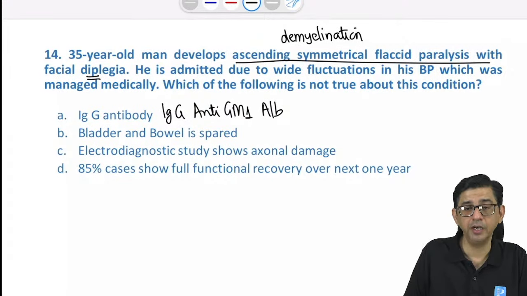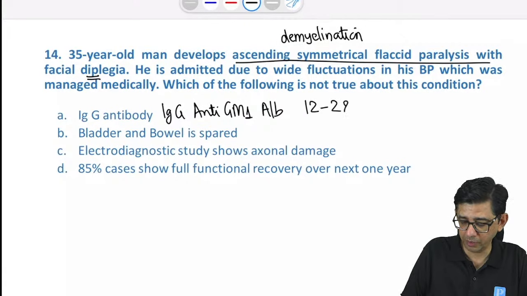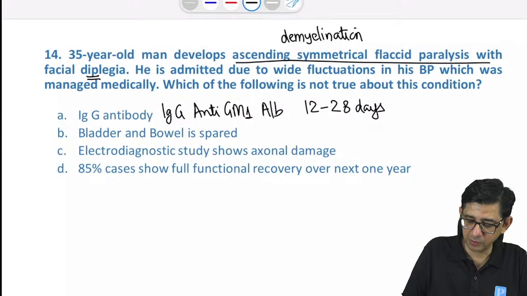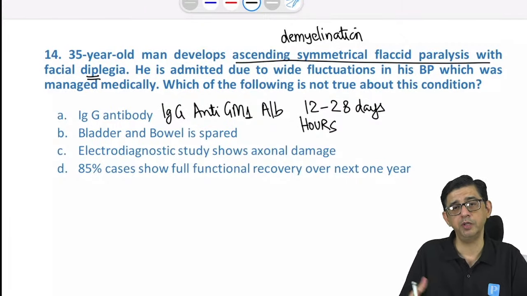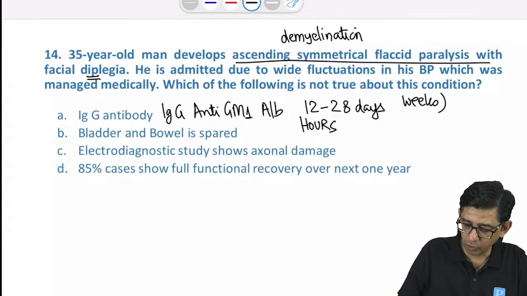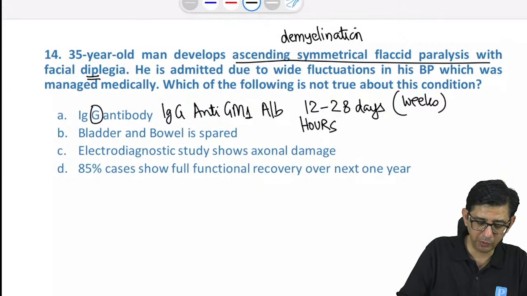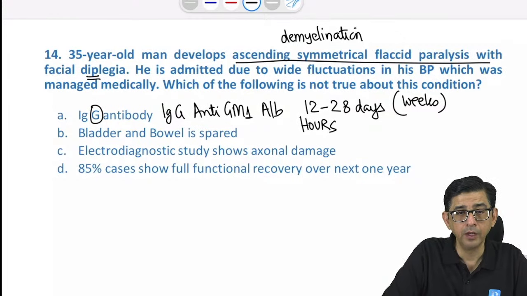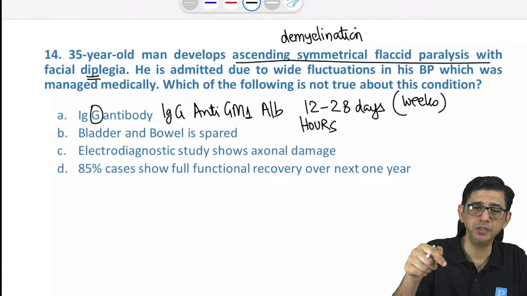Why is it IgG antibodies? Because the course of this disease can be spread over 28 days. In Guillain-Barré syndrome, the weakness may develop as fast as over 12 hours, but in some cases the weakness might be spread over weeks altogether. So because the illness is spread over almost 4 weeks, that is why the class of antibody here is IgG. It is IgG anti-GM1 antibody.